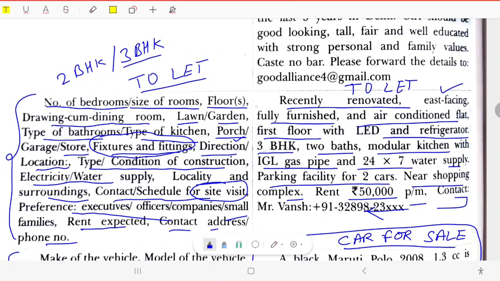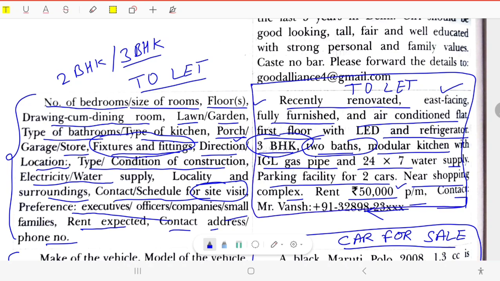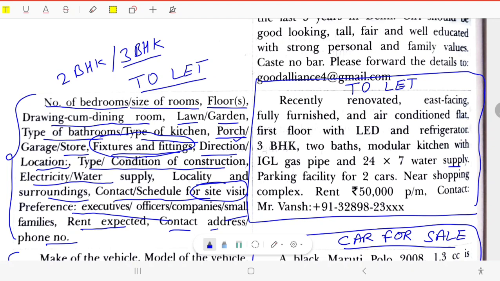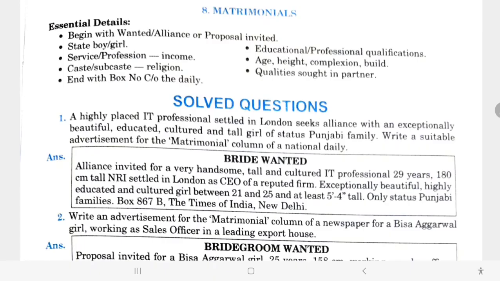In which colony or location the flat is situated, what is the rent, and what are the facilities, what the size is, 3 BHK, and what are the other things, 2 bathrooms, modular kitchen, and finally we put it in the box. So for you, if I remove all these lines, it should look finally like this. So your final answer should look like this. Let's have a look at the next example. Have a look at this example.